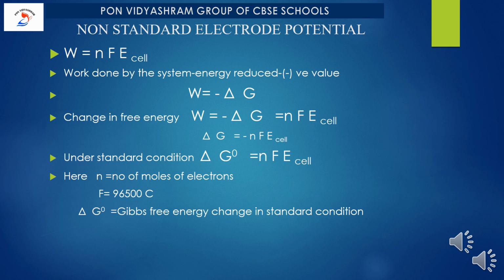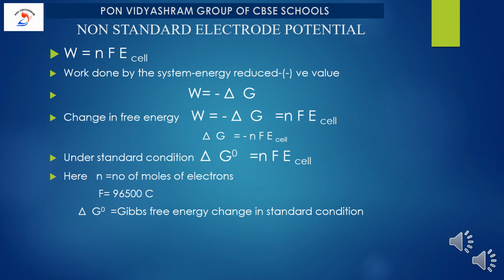When you substitute this in the formula, W is equal to minus delta G. Already we have studied delta G is equal to nF into E cell. Now, minus delta G is equal to nF E cell. Bring the negative sign to the other side, so delta G will become minus nF E cell. This is for the non-standard condition, as explained in the first equation. If you talk about the standard condition, the equation will change into delta G naught is equal to minus nF E naught cell.